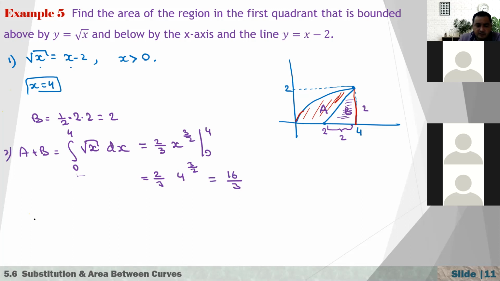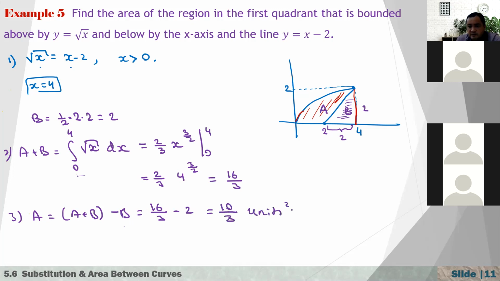Okay, that's number 2. So number 3, what is A then? A is A plus B minus B. A plus B, that is 16 over 3, minus, how about B? B equals 2, which is equal to 10 over 3 units squared.